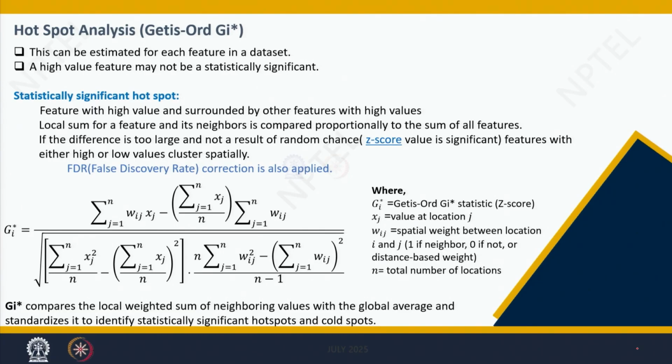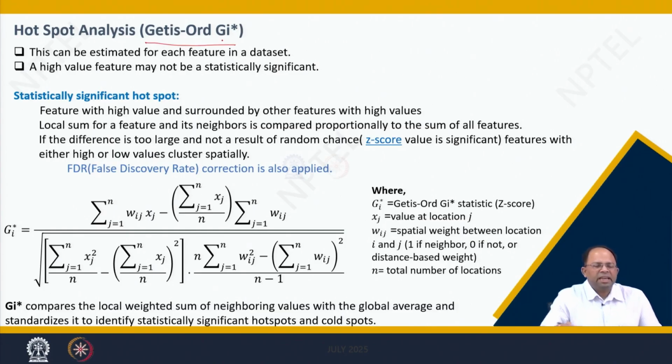Now, coming to hotspot analysis, which is done through a statistic known as Getis-Ord Gi star. The purpose of this analysis is to identify the hotspots, which are the areas where some feature value is very high or very low. But it is not estimated directly. If it is just a high value, then we don't call it a hotspot. What we do is, if the high value feature is statistically significant, then only we call it a hotspot.